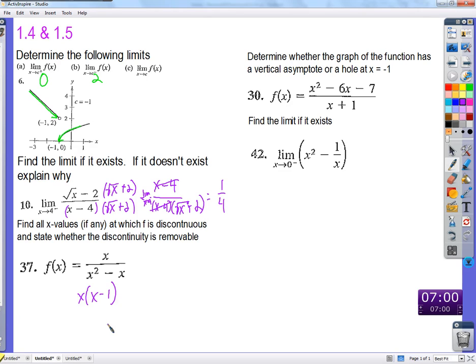In the numerator. Okay. So one place where there's going to be discontinuity because there's a zero in the denominator is zero, because there's x right there. And if you plug zero in for x, you get zero. So at x equals zero, we have what? Removable discontinuity. Removable discontinuity, yeah, a hole. So we could just say removable. And at x equals what? One. One, you have? Non-removable.